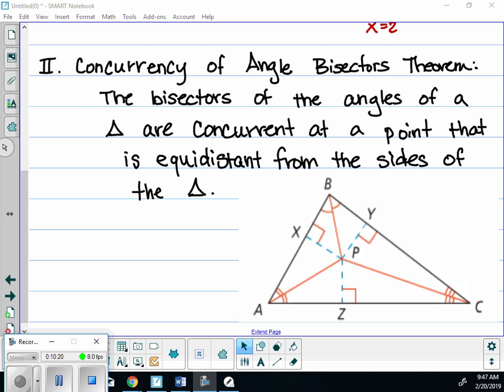The second theorem is the concurrency of the angle bisectors theorem. So as we saw yesterday, if we take the three bisectors of the angles, they meet in a single point. The special thing about that point is that it is equidistant, so same distance, to the sides of the triangle. And remember, when we do the distance from a point to a line, we always do it on the perpendicular. So these three little blue segments are all equal to each other.